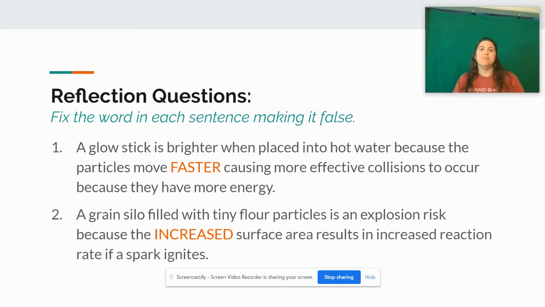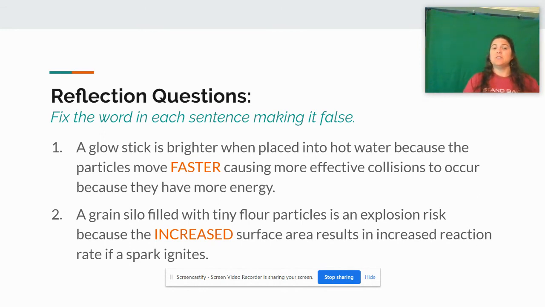Okay, in the first example, the glow stick getting brighter indicates that you have a faster chemical reaction. If you want a faster chemical reaction, then you have to have either stirring, more kinetic energy, so hotter temperature, or higher concentration. Since that glow stick is sealed, pretty much the only thing you can do to it is raise the temperature. So the glow stick gets brighter when we put it in hot water because the particles are moving faster, giving you more collisions.